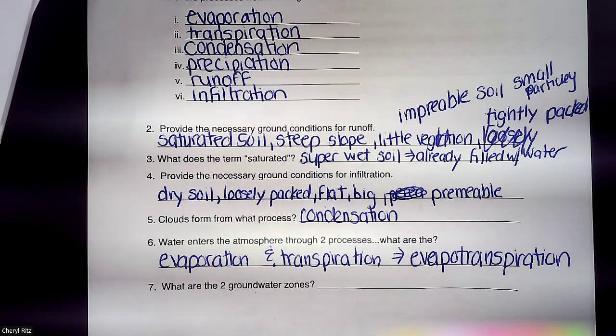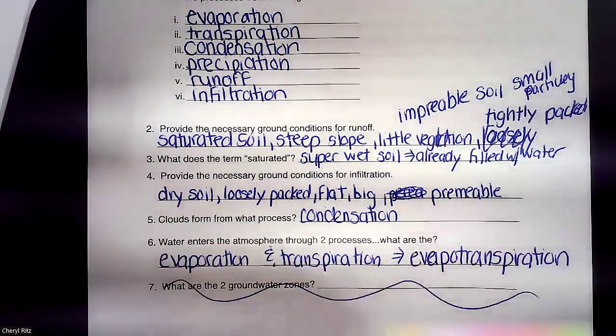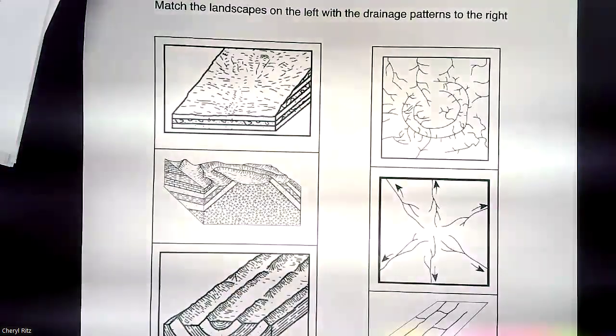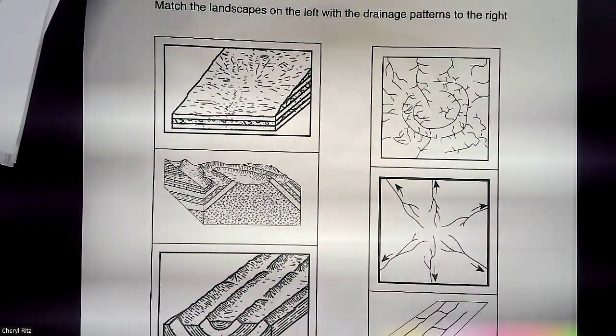What are, we didn't do the two groundwater zones. Oh, wait, no, we didn't. Okay, we're good, that's not part of the regions. When we learned this page, I didn't ask you to do this page, did I? No, let's do it now. Oh, I did say 4 and 5.